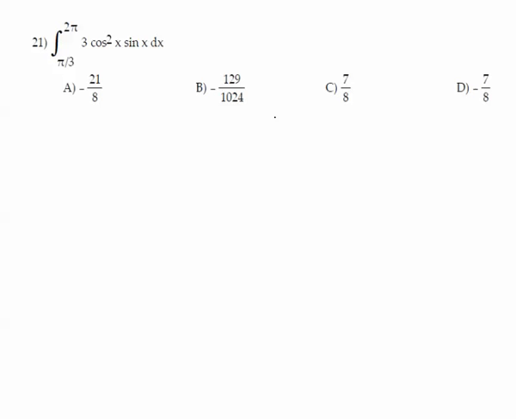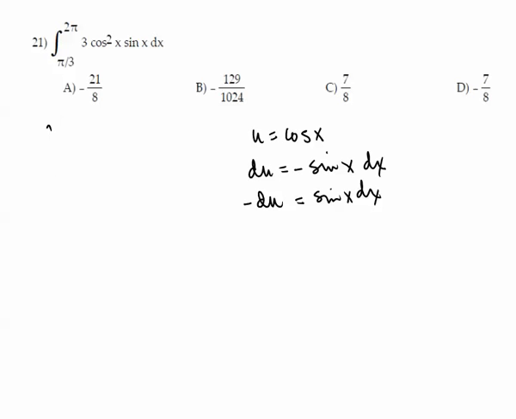Alright, so we start off by letting u be equal to simply cosine of x. Du then would be negative sine of x dx. We only want the sine of x dx, so we're going to replace that with negative du. Alright, so we have a negative integral of 3 times u squared du.